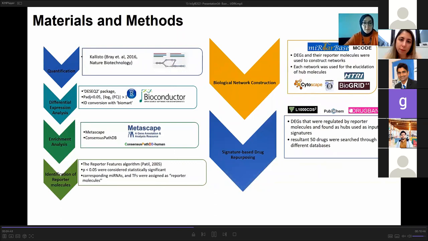After elucidation of TPM counts, differentially expressed genes were determined using the DESeq2 package in R. Enrichment analysis of the DEGs was performed using Metascape and ConsensusPathDB online tools. Then we elucidated reporter molecules such as microRNAs and TFs using a reporter features algorithm. Then we constructed 3-level biological networks, including transcription factor target DEG networks, microRNA target DEG networks, and PPI networks. Interaction data were retrieved from BioGRID, miRTarBase, and other databases. Then we performed drug repurposing analyses using hubs of these 3 networks.